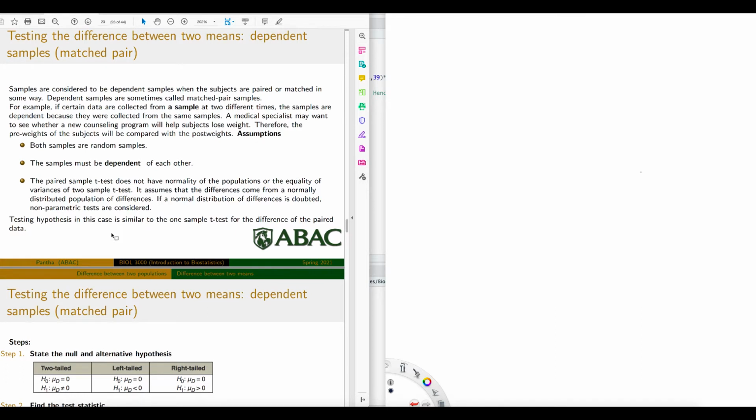The testing hypothesis in this case is similar to the one sample t-test. That is the important thing. This is not like the two sample t-test. It is the one sample t-test for the difference. If you are testing the paired sample, it is the same as the one sample t-test for the differences of those sample values. That's what you do.